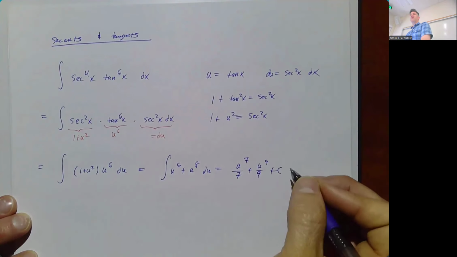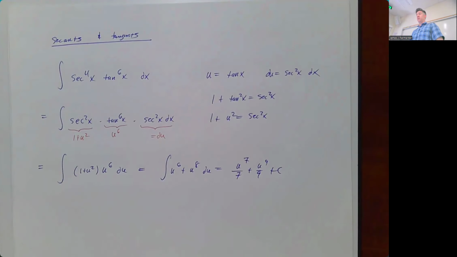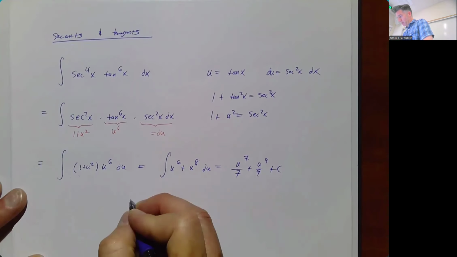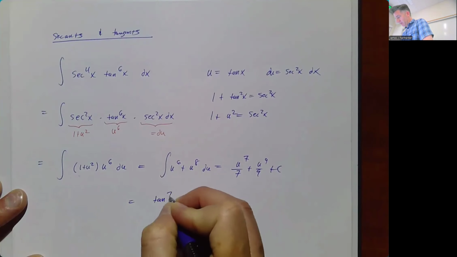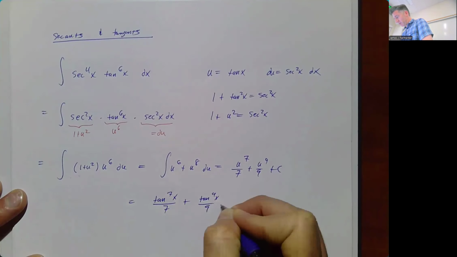Let's see. Whenever you do a problem like this, where it's sines and cosines or secants and tangents or cosecants and cotangents, all of the powers of your trig function at the end should have the same parity. They should all be odd powers or all be even powers. You shouldn't have a mixture of odd and even powers, because they're always going to differ by 2 because of this trig identity, 1 plus u squared. Those differ by a power of 2. So anyway, here we get tangent to the seventh of x over 7 plus tangent to the ninth of x over 9 plus C.